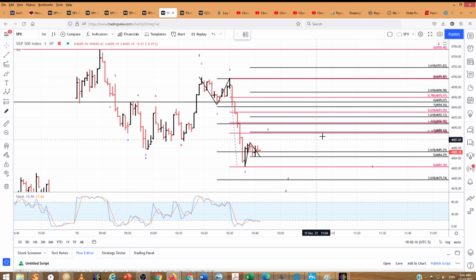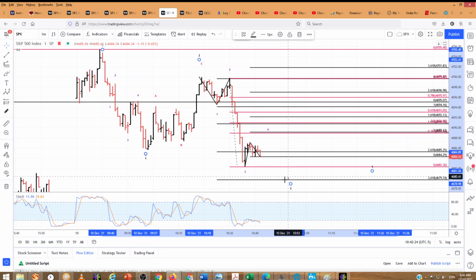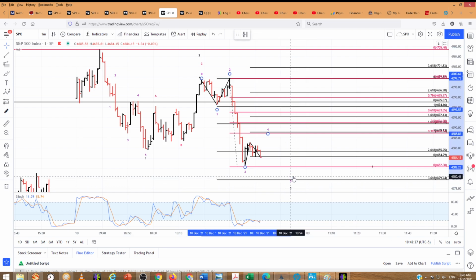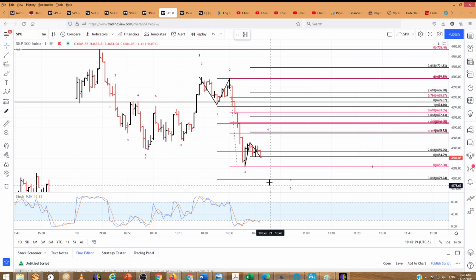Okay, we look to be in a 4 now. Boy, I'd like to see this just jump up there and then give us a down for our 5 and our larger 3. See the different colors there to differentiate the degree of trend, if you will. Okay, here we go. We're taking out that low, so this could be all of 4, or maybe this is A up, B down. Maybe B down is going to make a double bottom.